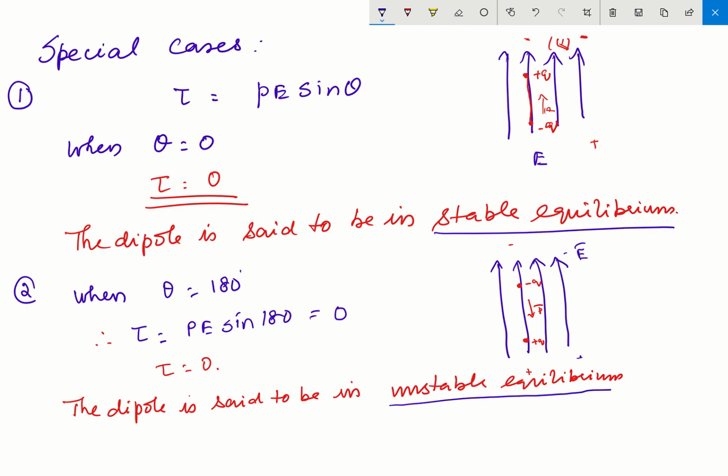Now the third case. Third case is when theta is equal to 90 degrees. Therefore, tau is equal to PE sine 90, that is equal to PE. Correct? Therefore, this is nothing but the maximum value of torque.